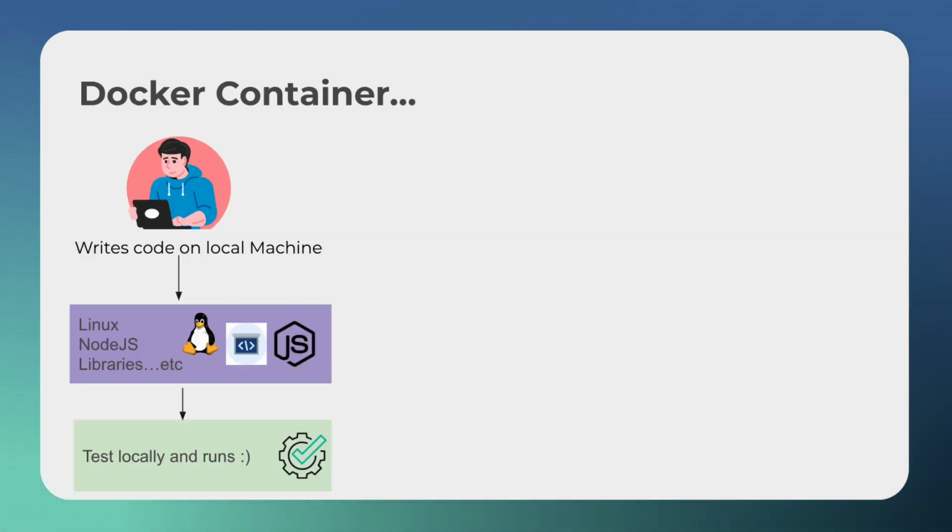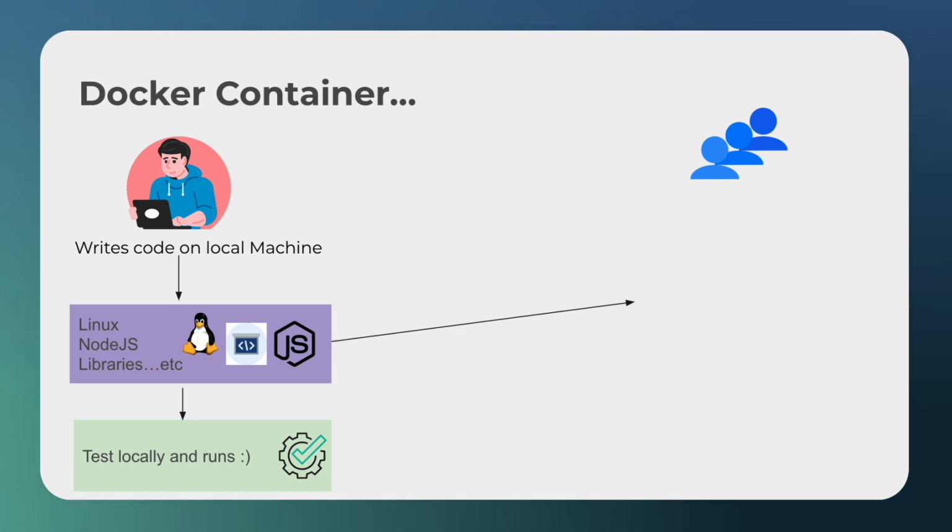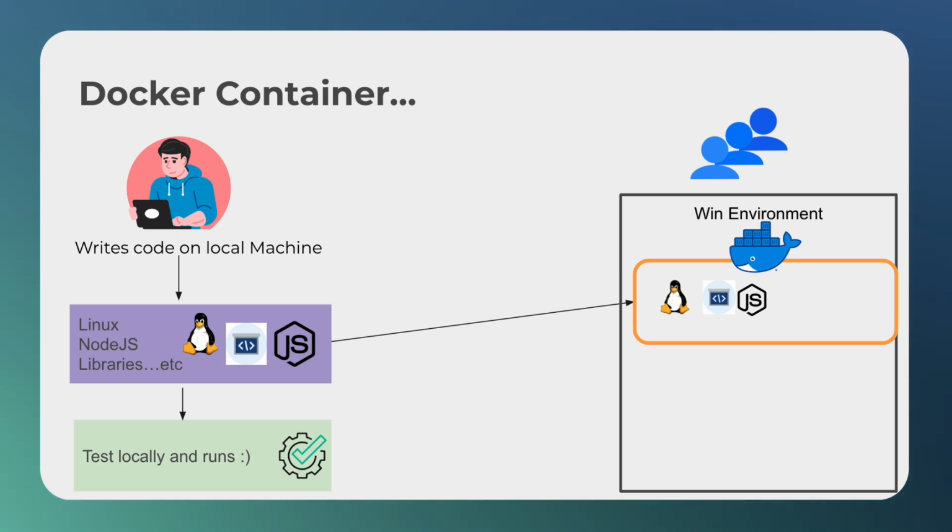Well, the same thing happens. We know the developer writes code on a local machine, compiles that code because it has all the dependencies, everything that needs to run, and tests locally. Everything runs beautifully. Now, the difference here is that when the developer sends the code, he's not sending the code itself. He's actually sending the entire environment that needs to run this application.